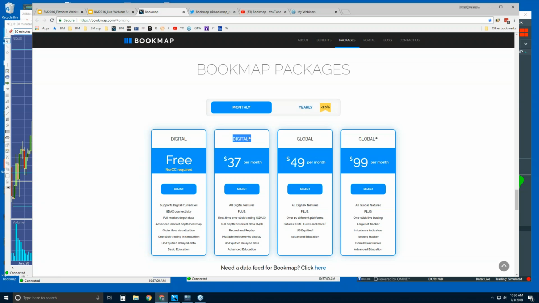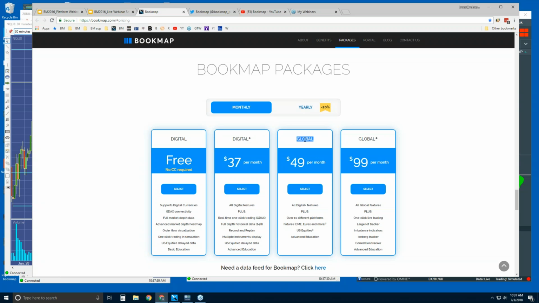The Digital Plus version covers only digital currencies. What you get is the ability to trade from the Bookmap chart into your live GDAX account. There will be more digital currency exchanges offered soon. You can record and replay that data. You get up to 20 different digital currencies, where in the free version you only get one. And you get a delayed feed of US equities, and you also get the advanced education that I mentioned.